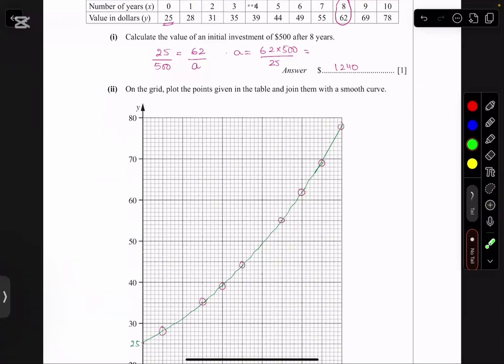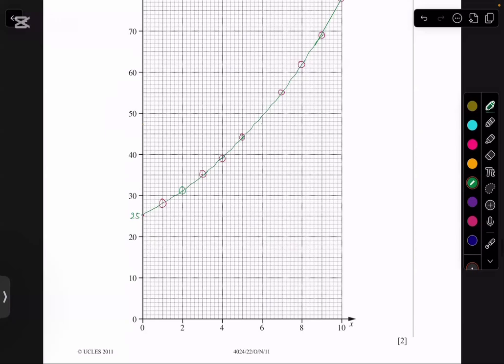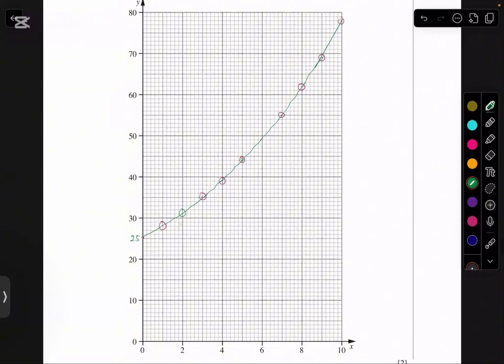X as 2 was 31, so this point was marked as 31. Then with 3, it's 35. Then with 4, it's 39 marked here. Then with 5, it's 44 marked here, and so on. I've just completed the curve. It was a very simple, basic thing to plot the points and then make the smooth curve. So this is already done here. I hope it's clear to everyone.